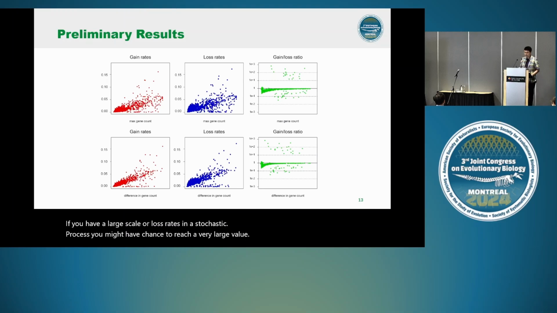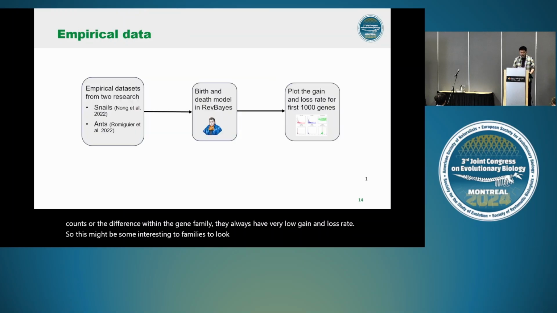But there are also some outliers that lie at the bottom of each plot, which means that for these families, no matter their maximum gene counts or the difference within the gene family, they always have very low gain and loss rates. So these might be some interesting gene families to look into. But we are not sure if such a pattern is clade specific for fireflies, or because we only sampled 9 taxa, which is a really small tree.